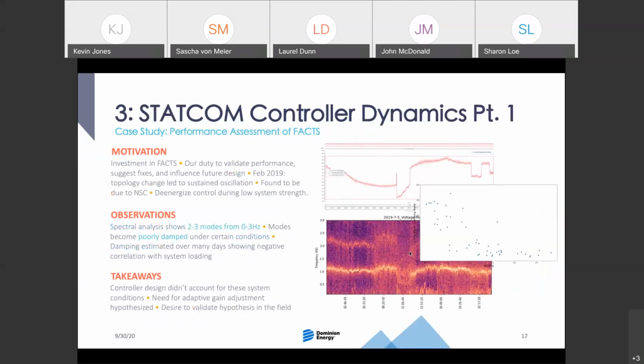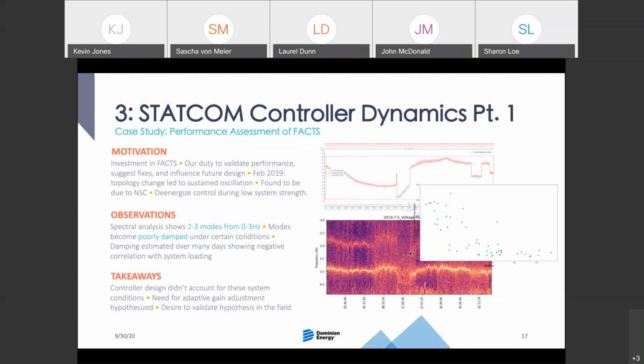Getting into some larger assets, we've also seen a lot of interesting stuff coming from StatComs. So StatComs are flexible AC transmission system devices. They're really meant as compensation devices. And in a world of renewable energy, they are necessary to maintain a level of flexibility and reliability in the grid. So Dominion, or companies like Dominion, are investing a lot in these types of assets, and they aren't cheap.